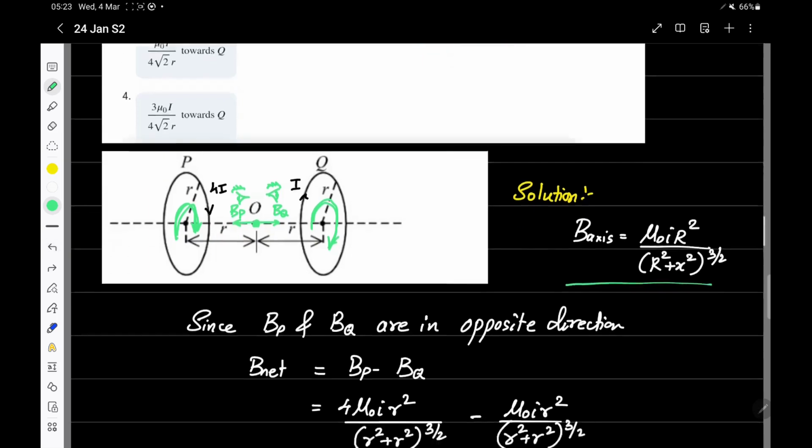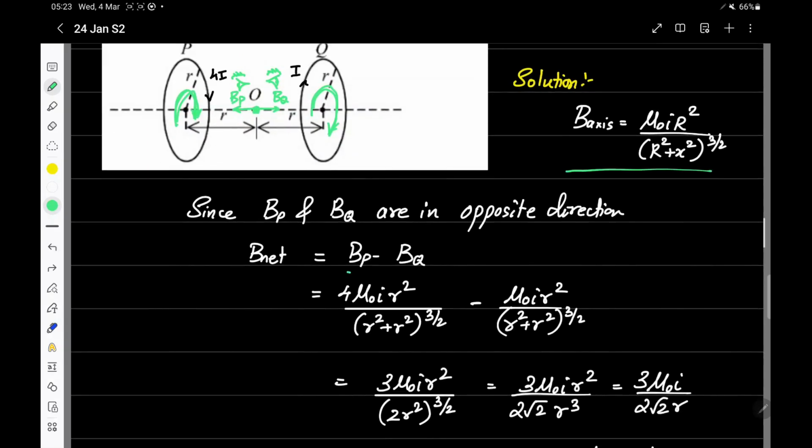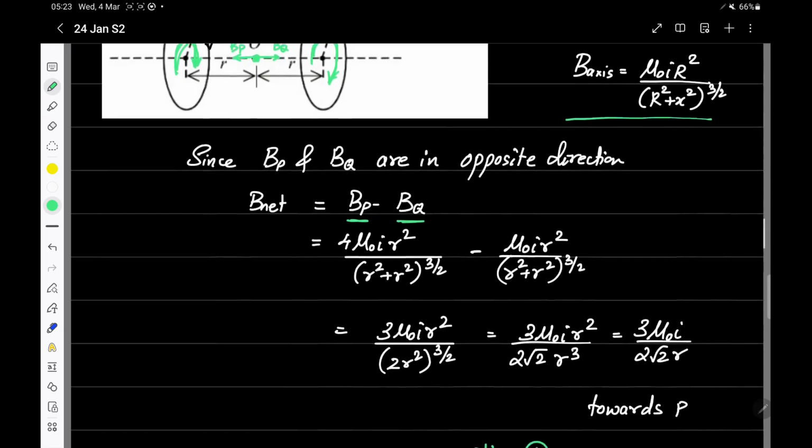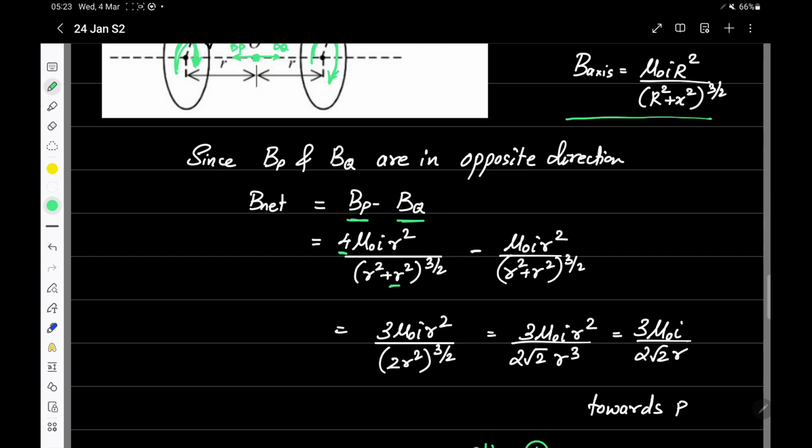So now, if we calculate the net magnetic field, it's equal to the magnetic field due to P loop minus the magnetic field due to Q loop. Now the current in P loop is 4I, substituting that, and the distance x of point O from the center of P loop is small r itself. Similarly, the current in Q loop is I, and the distance of point O from the center of the Q loop is also r. Substituting these values and calculating, you're going to end up with 3 mu naught I divided by 2 root 2 r.